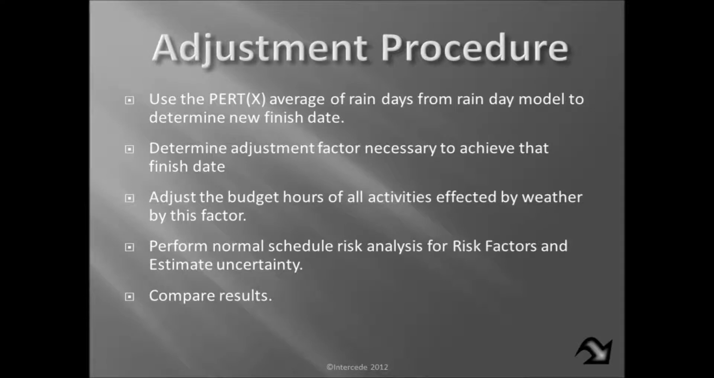Then later on, we will take this new schedule and perform a normal schedule risk analysis for risk factors and estimate uncertainty, and we're going to compare the results. I was pleased with the output from this, but again, this is after several trials and errors, several scenarios. It's only an approximation, though I think it's a fairly good approximation, that's going to allow us to account for weather and still use risk factors. So let's move now to the Excel spreadsheet, and I'll show you a little more clearly what I meant.